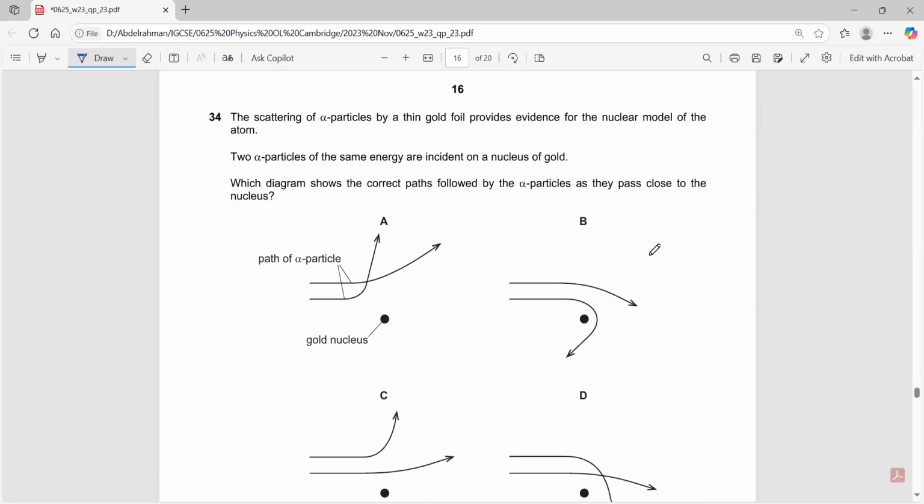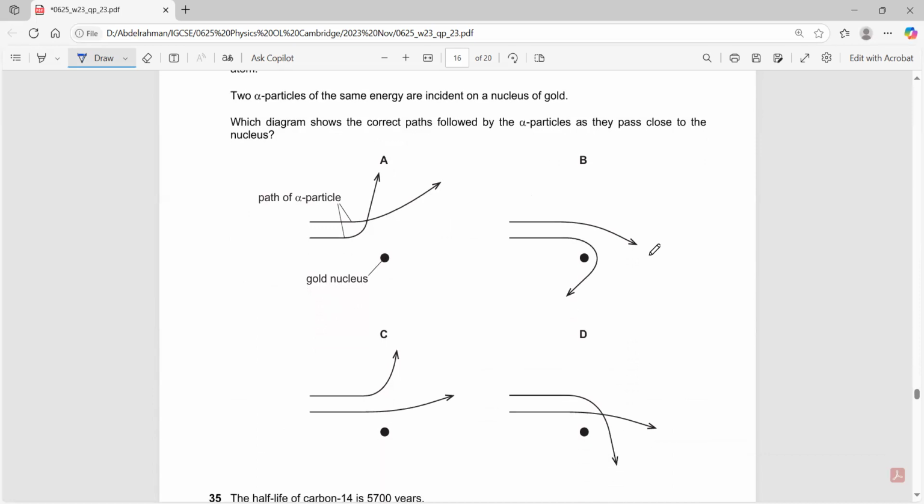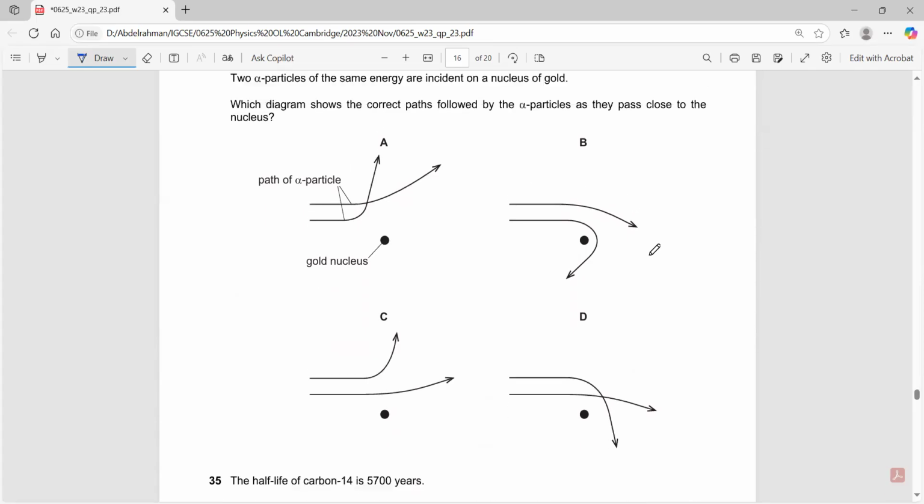A scattering of alpha particles by a thin gold foil provides the evidence for a nuclear model. Okay. Two alpha particles of the same energy are incident. Which diagram shows the correct paths of these alpha particles? A, B, C, or D?